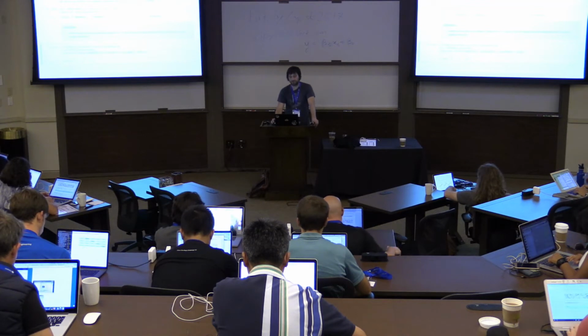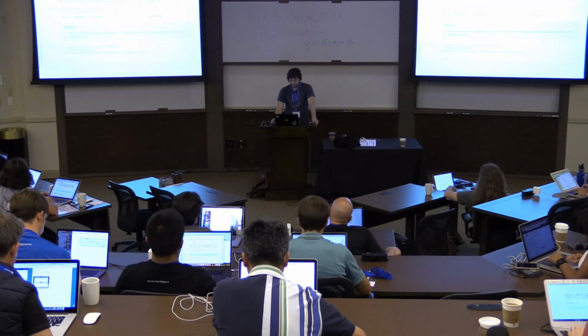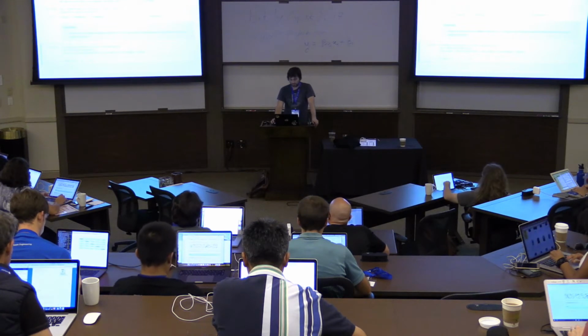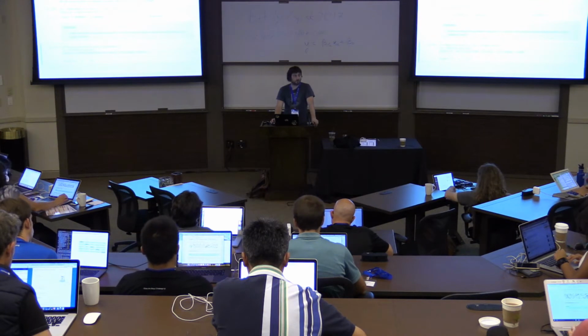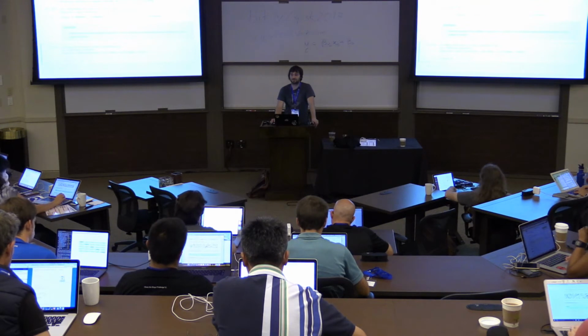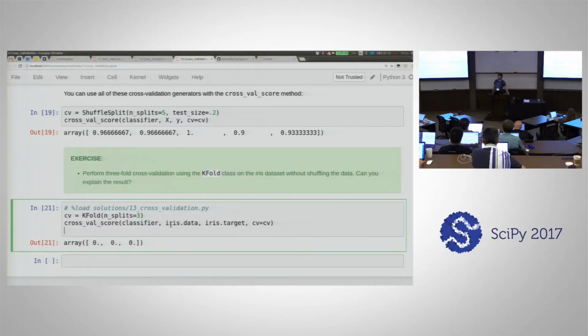All right, so if you ran this, you instantiated a KFold model with three splits, and you passed this to cross-val score. Then the result is 0, 0, 0. Why? Yes, the test set is always an unseen class. You split it into thirds, and each third is a different class, so there's no overlap between the training set classes and the test set classes. So it can't do anything.